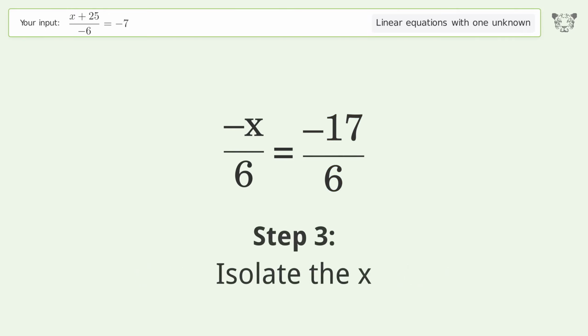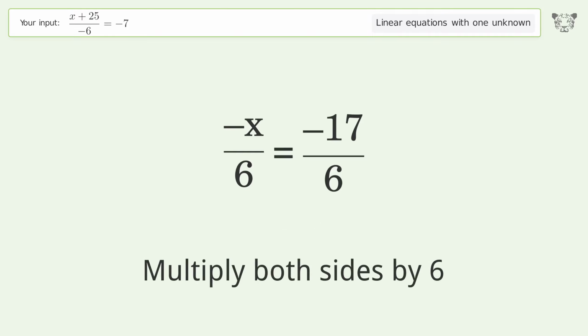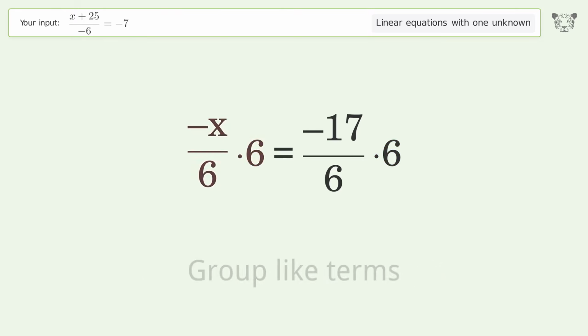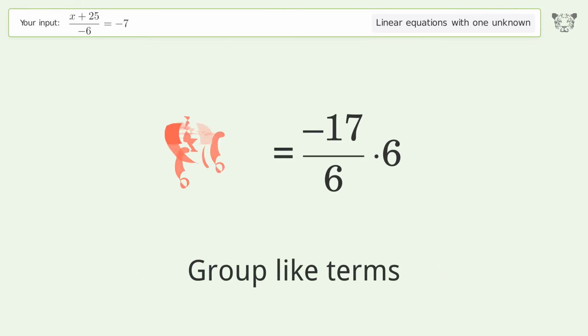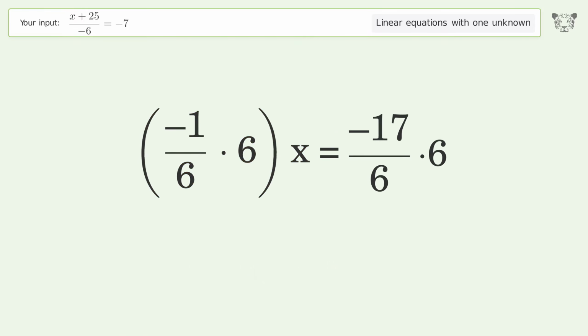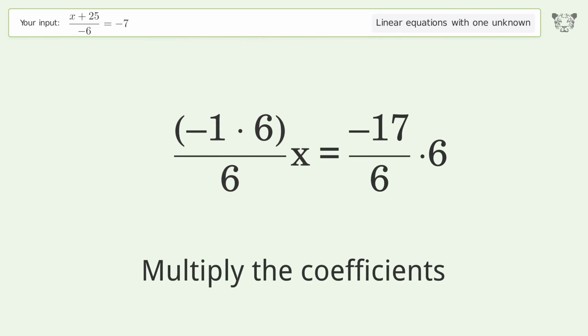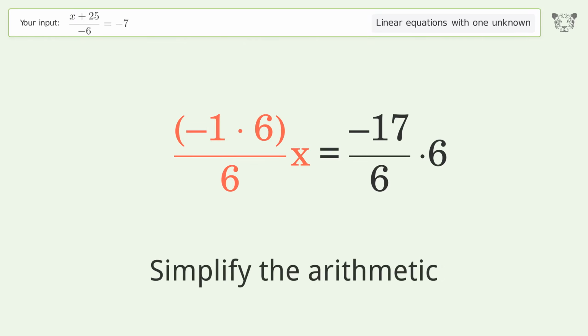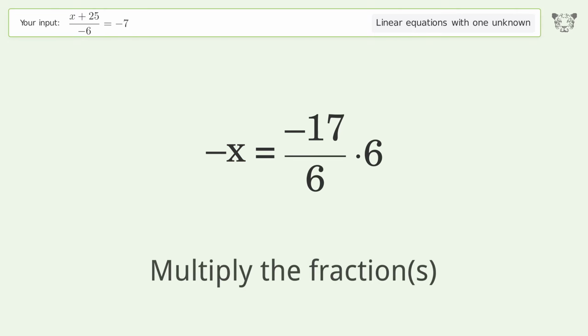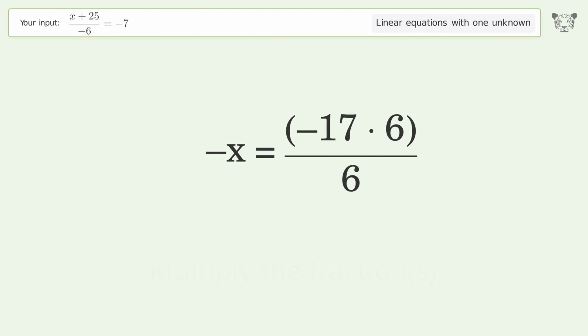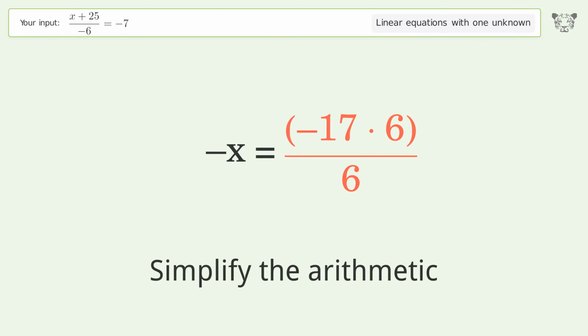Isolate the x. Multiply both sides by 6. Group like terms. Multiply the coefficients. Simplify the arithmetic. Multiply the fractions. Simplify the arithmetic.